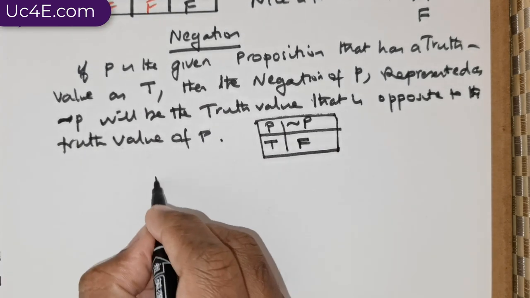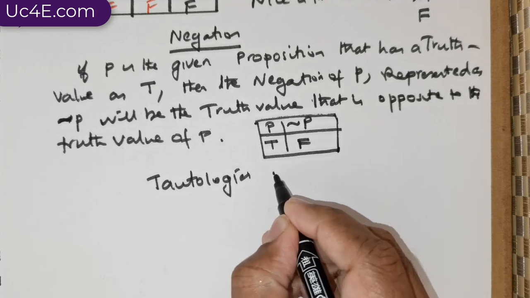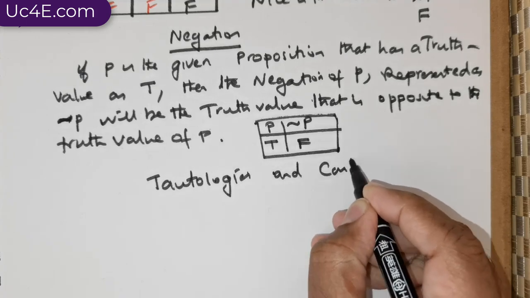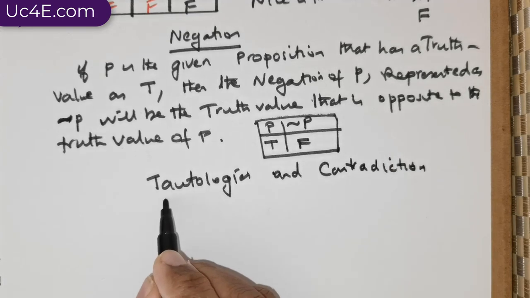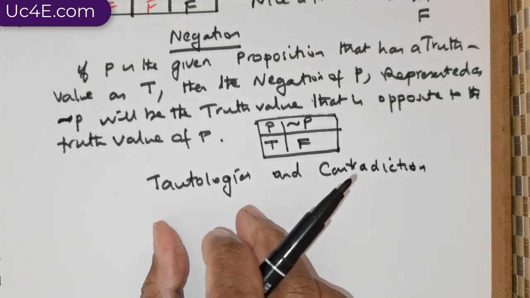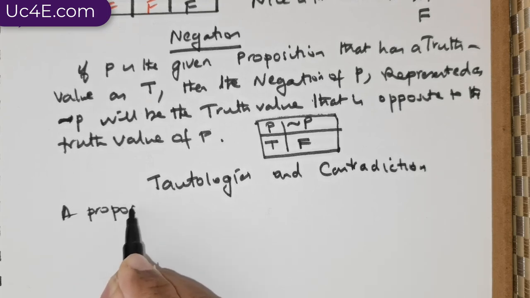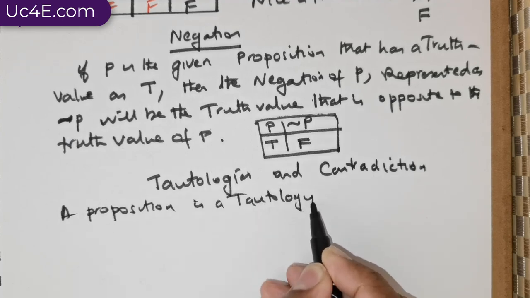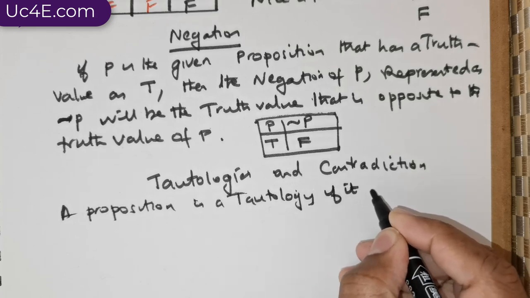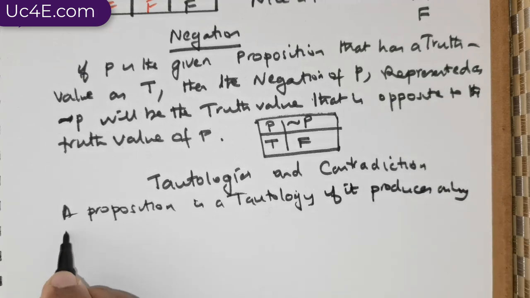Now the next concept is what is called tautologies. And you will also have to understand contradictions. So when exactly do you call a proposition a tautology? This is the simplest way to understand tautology. A proposition is a tautology if it produces only true.